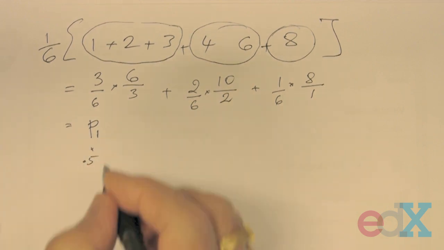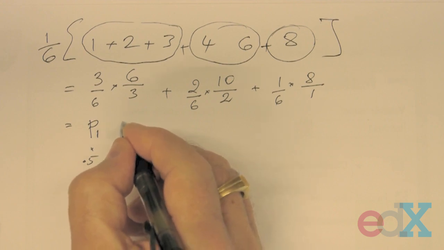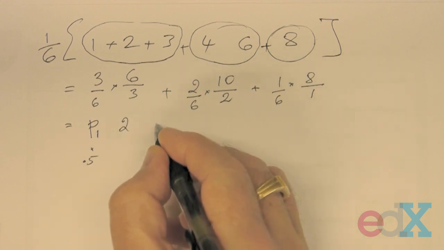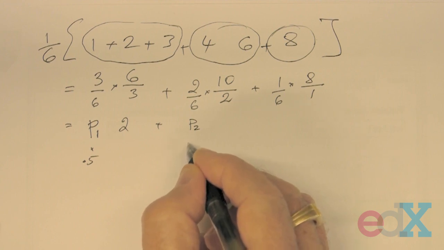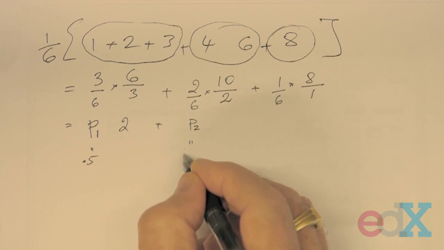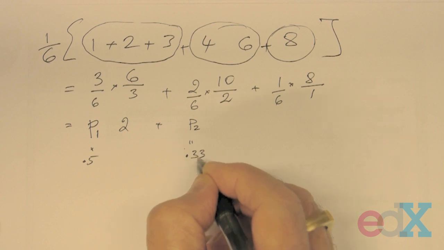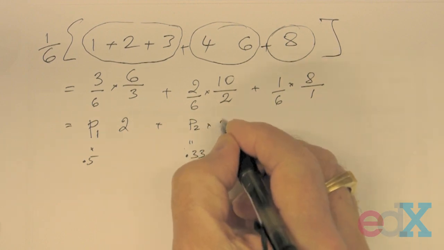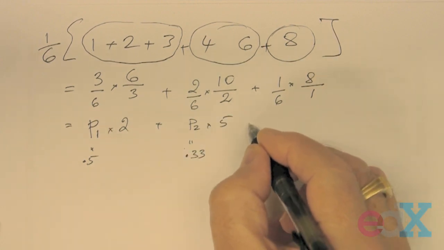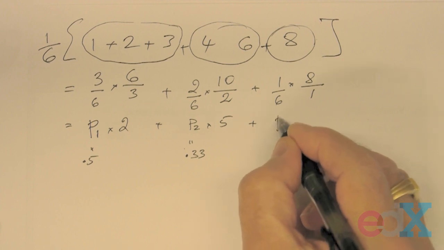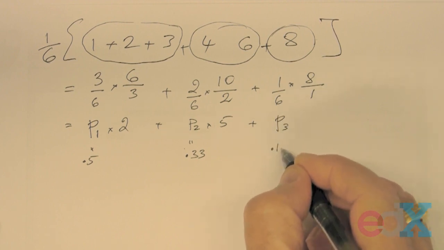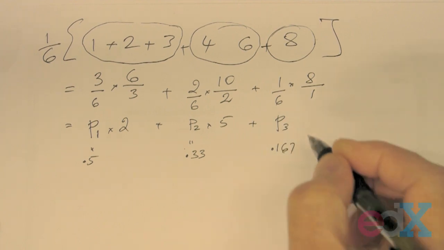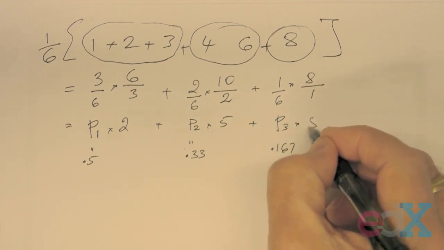And what is the average of them? X bar 1 would be 2, plus the proportion in the second group, so that would be 2 over 6, which is 1/3, which is, let's say, 0.33, and times 5. And then plus 1/6 would be the P3, and now that's equal to 0.167, let's say. And then that's times 8.